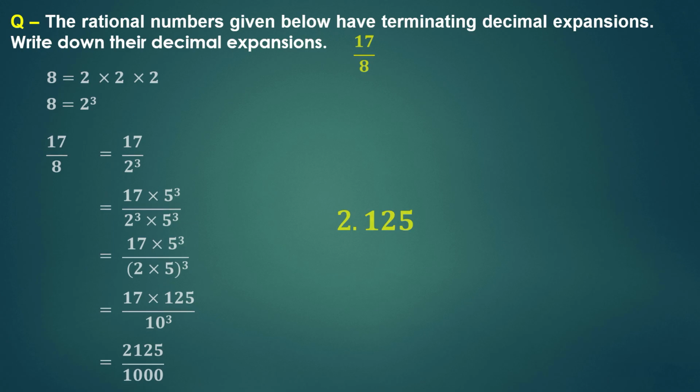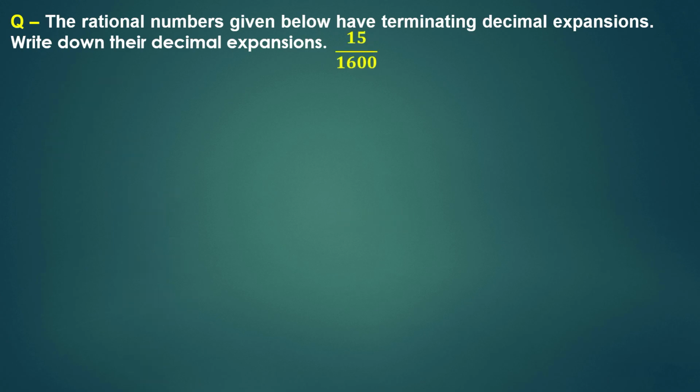Moving on to the next number, which is 15 by 1600. 15 and 1600 are not co-prime numbers. So first, we must convert them into a fraction of co-prime numbers. 15 and 1600 have a common factor 5. So on dividing both of them by 5, we get 3 in the numerator and 320 in the denominator, which gives us 3 by 320.